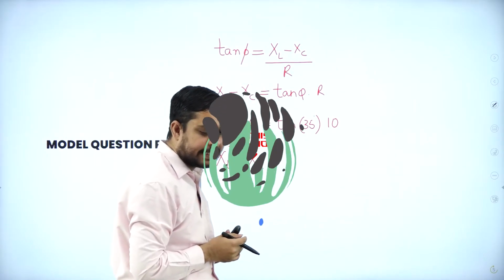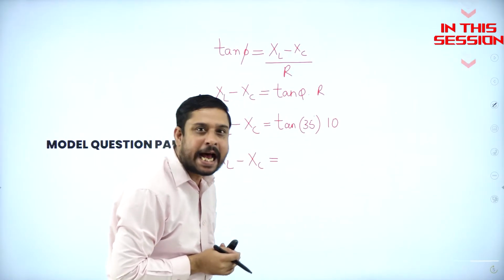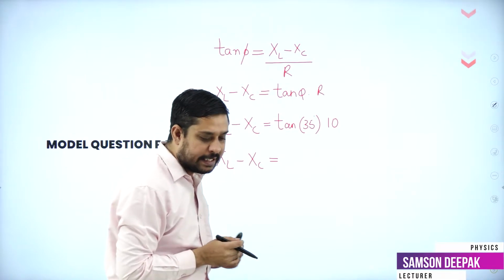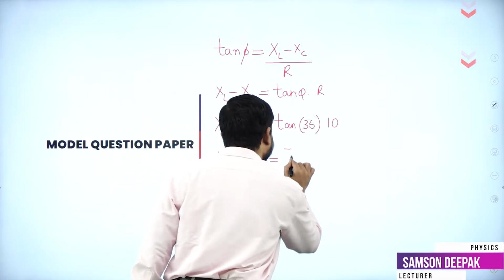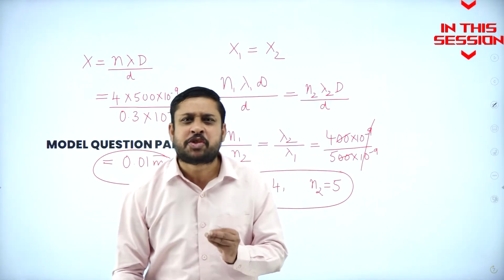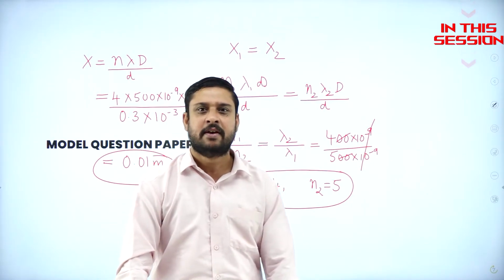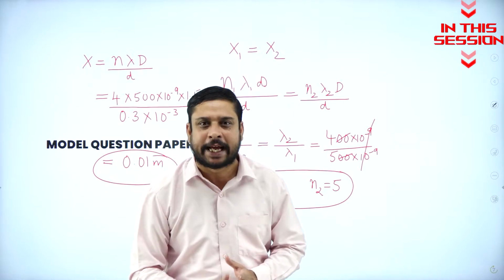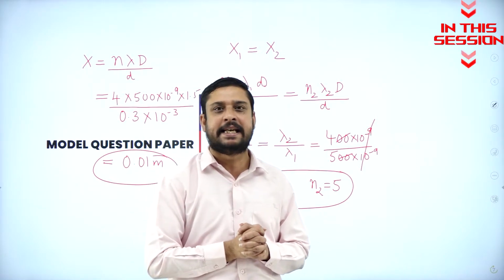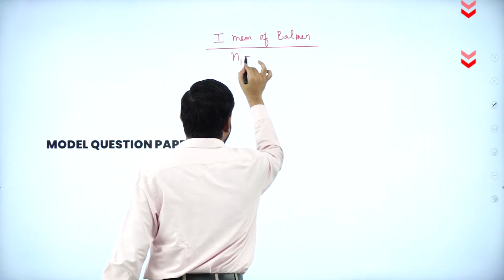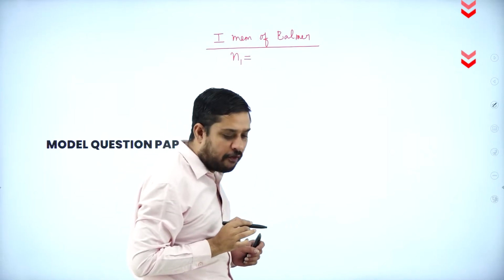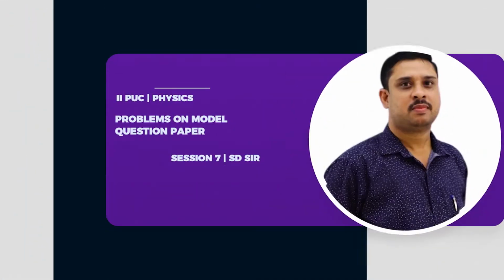Refer your clock's tables for tan 35. So this turns out to be 7. Just knowing basic concepts, basic relations, we are able to calculate things very easily. So for every series, the value of N1 is fixed.